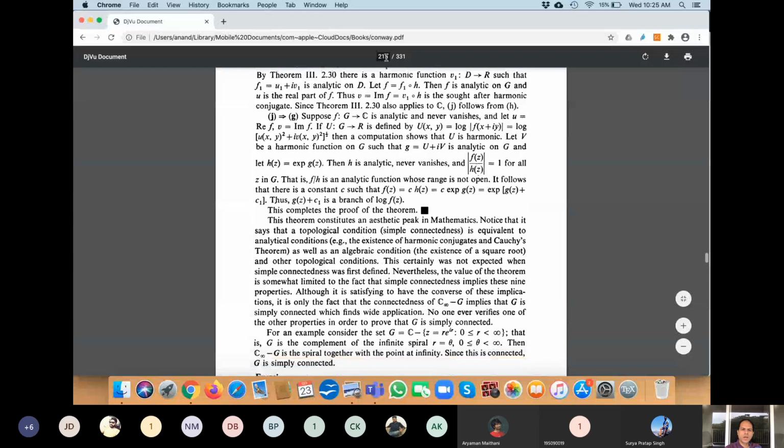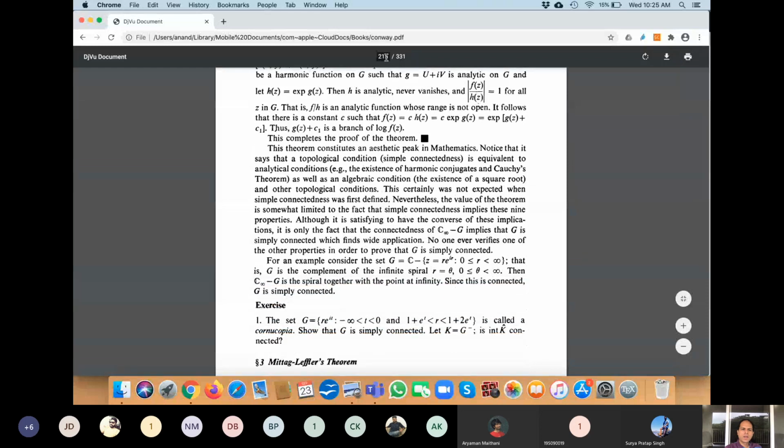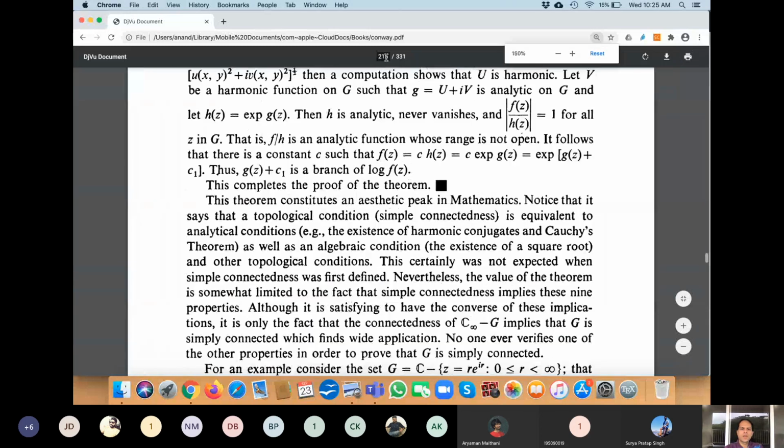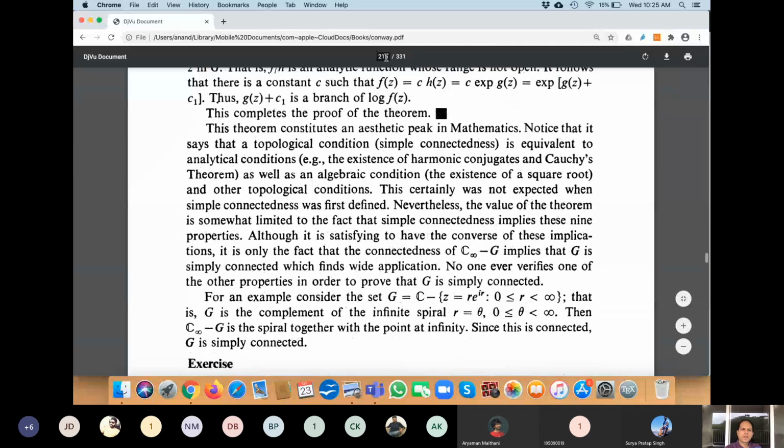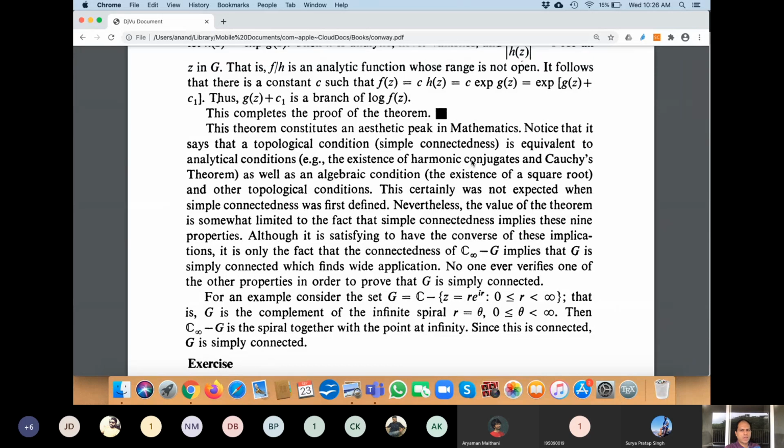All these things are equivalent. And then he says, you can see this, no? Then he says, this completes the proof of the theorem. Proof is over. This theorem constitutes an aesthetic peak in mathematics. Aesthetic meaning something about beauty. Notice that it says that a topological condition, simple connectedness, is equivalent to various analytical conditions. Existence of, we can also show, existence of harmonic conjugates, which I haven't done, but that's also part of this. And Cauchy's theorem, right?